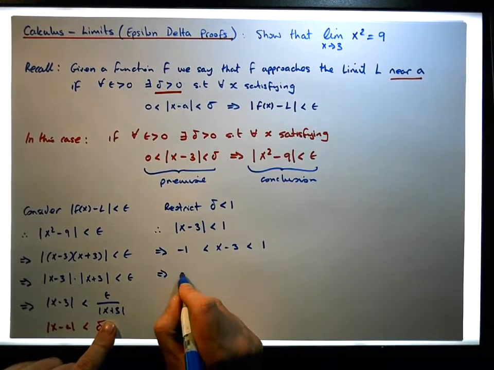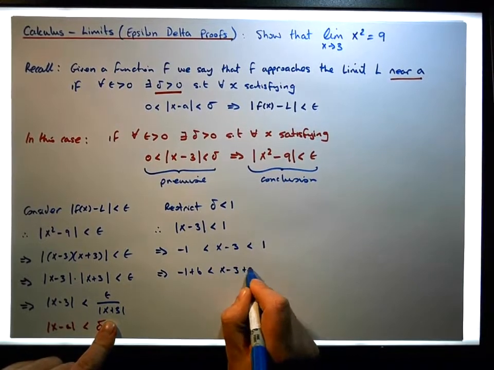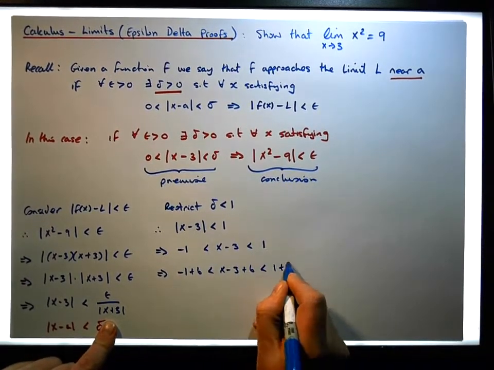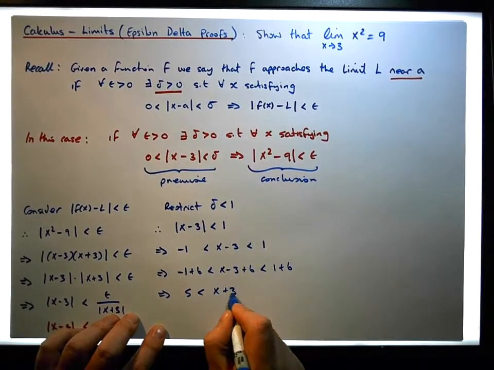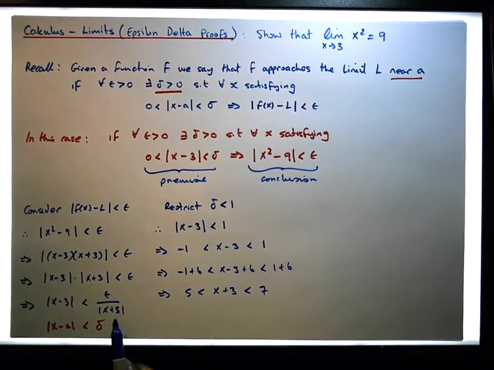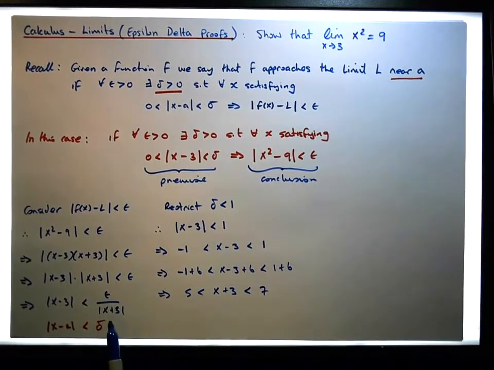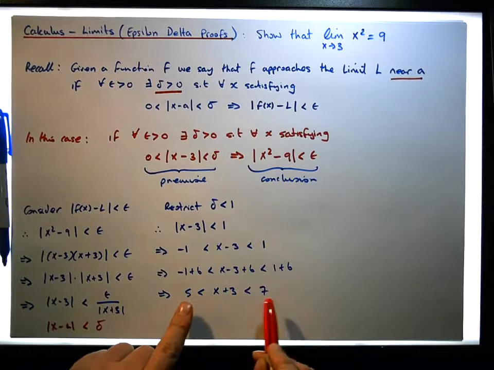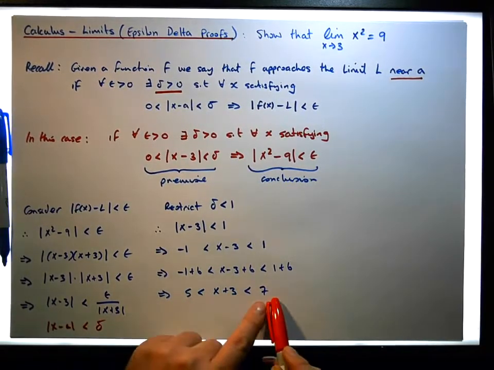So this implies that −1 + 6 is less than x − 3 + 6, which is less than 1 + 6, which implies that 5 is less than x + 3, which is less than 7. So near a, x + 3 is bounded below by 5 and bounded above by 7. But is it when x + 3 is close to 5, or when x + 3 is close to 7?